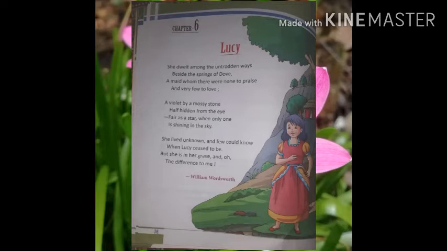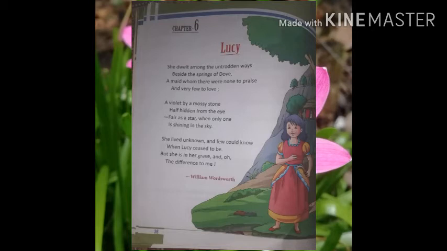She dwelt among the untrodden ways. This line, what does it mean? She dwelt means she lived. She lived among the untrodden ways means she lived in a place where nobody goes. Untrodden means nobody goes there, nobody walked there. A place where nobody goes, she lived there.